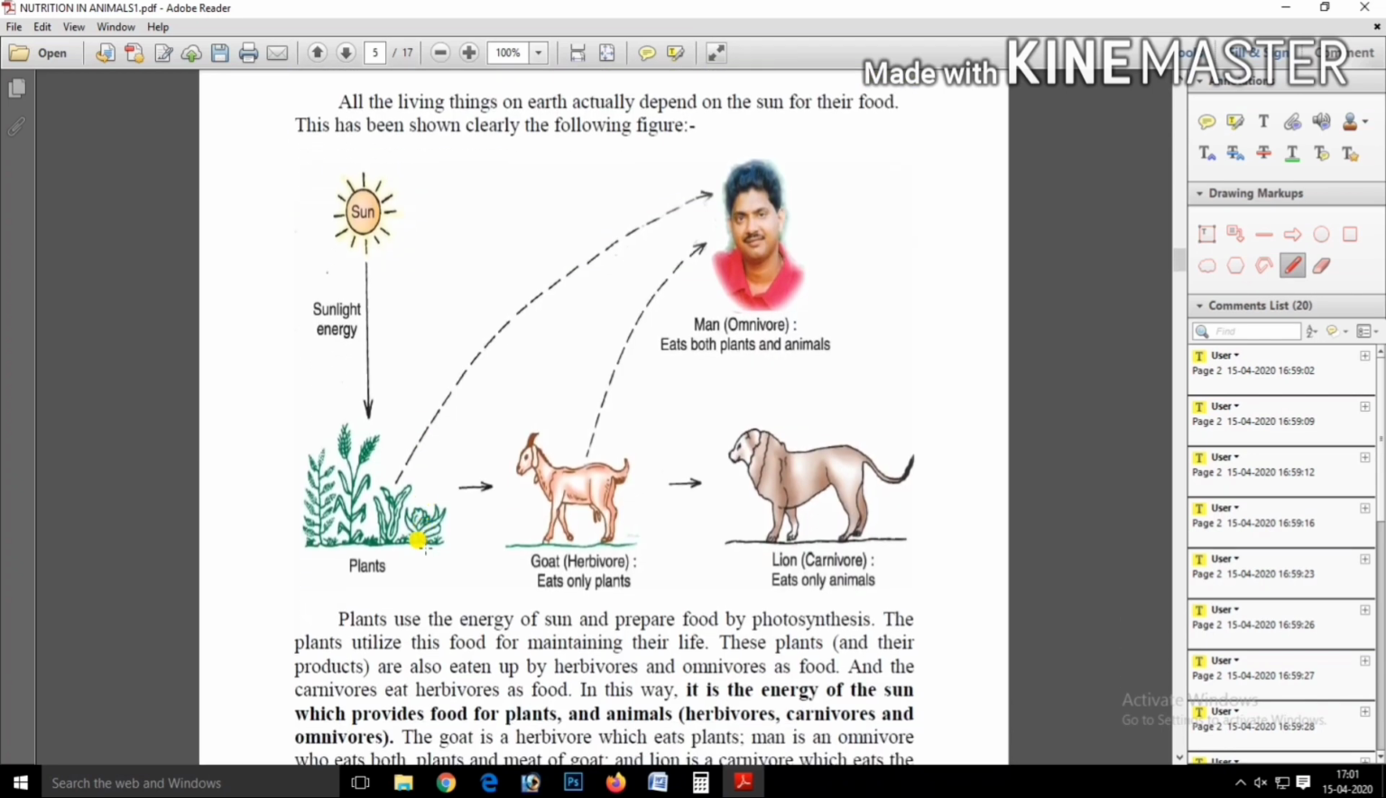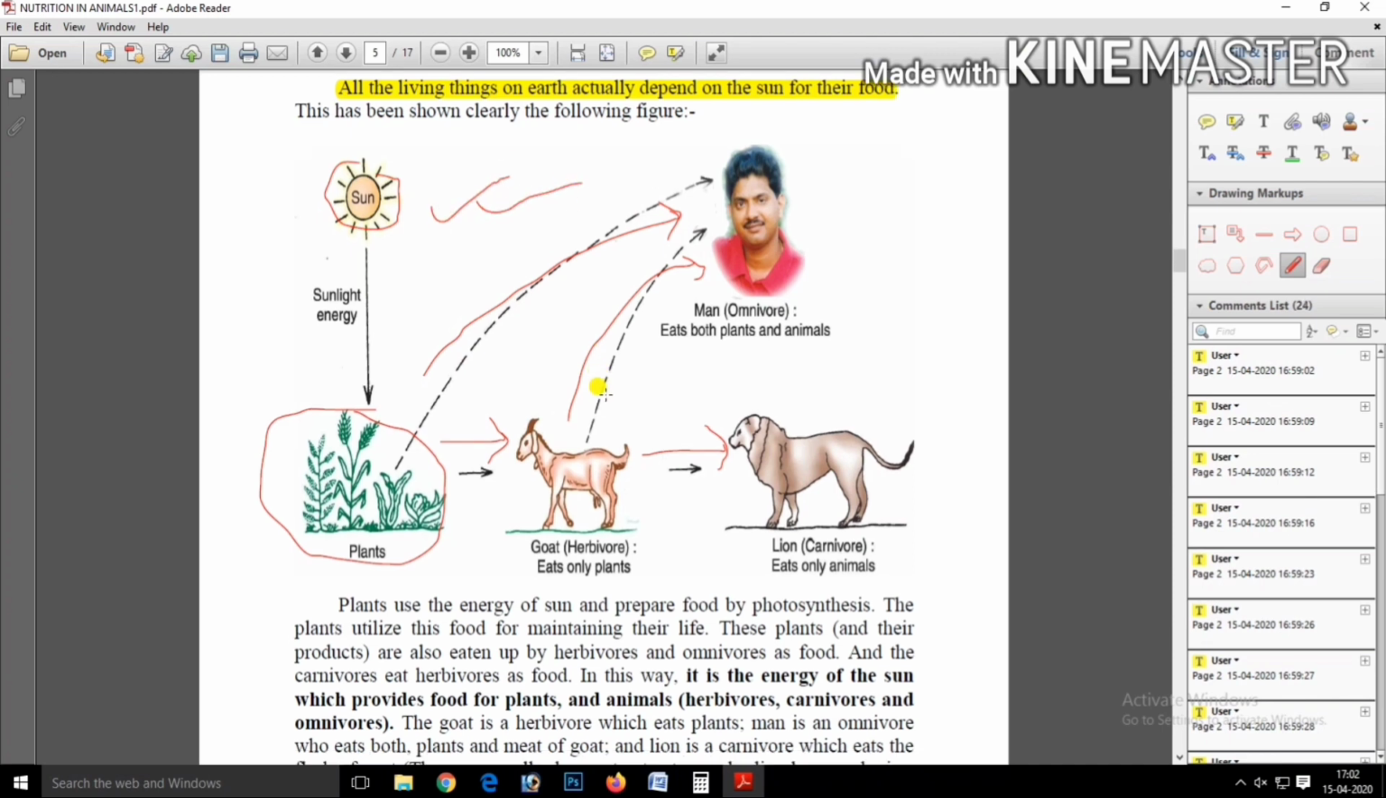Now, all the living things on the earth are actually dependent upon the sun for their food. You can see here, with the help of the sun, plants produce their food, and this plant food is obtained by the herbivore, and the herbivore is consumed by the carnivore, and the omnivore consumes both plant food and animal food. So we can say that the sun is the ultimate source of food for all the living things on earth.